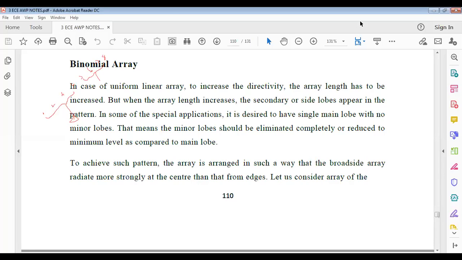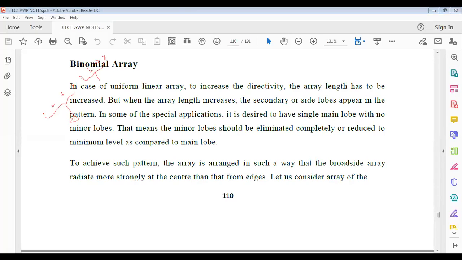To achieve such a pattern, the array is arranged, that group of array antenna elements are connected in such a way that the broadside array radiates more strongly at the center than from the edges.